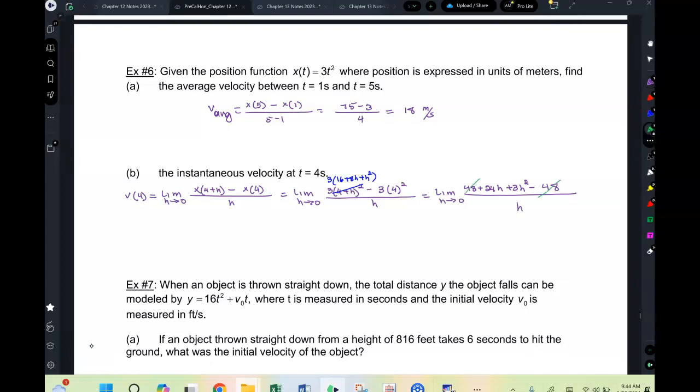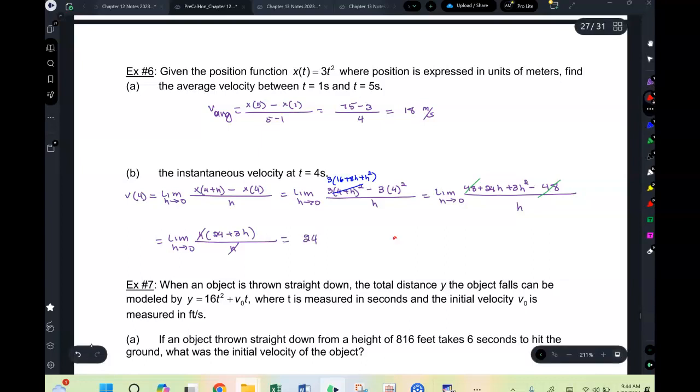Again, it's like magic. The 48s will cancel. So we have the limit as h approaches 0. Factor out an h: 24 plus 3h over h. Those go away, so I just have 24. And do we have units here? 24 meters per second. So the average velocity of this was 18, but at t equals 4, if you tracked it, it was going at 24 meters per second.